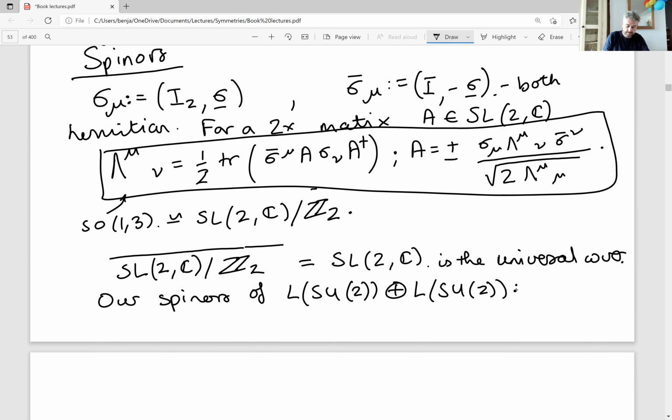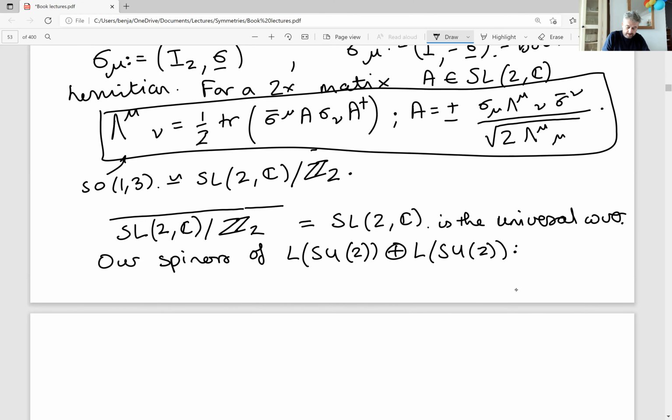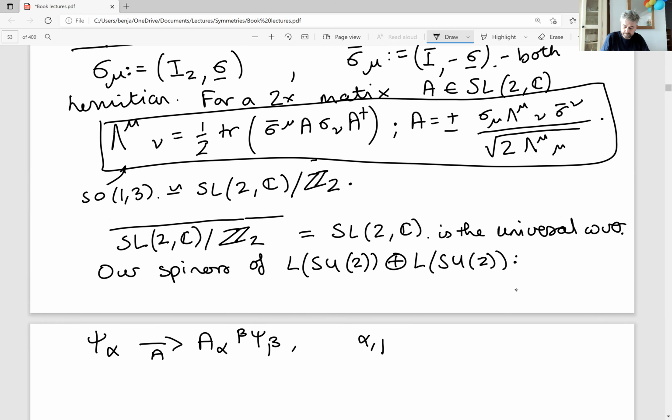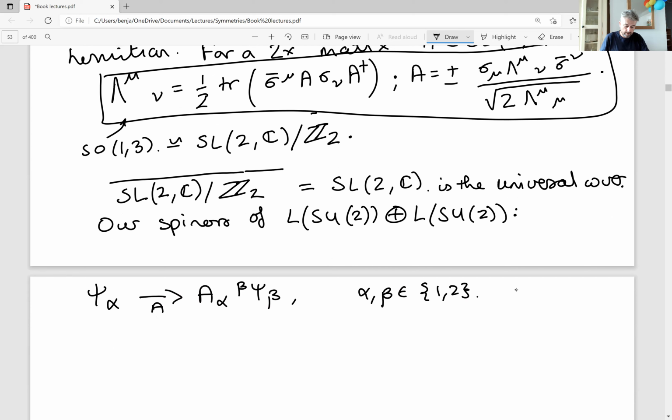So now I have some spinor, say psi alpha. So alpha goes from 1 to 2, and under SL2C, this goes to A alpha beta psi beta, where alpha and beta are in 1 and 2. Okay, so that's our spinor of, say, the left-handed SU2.